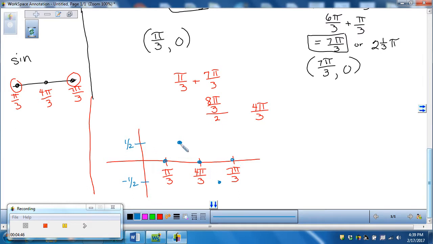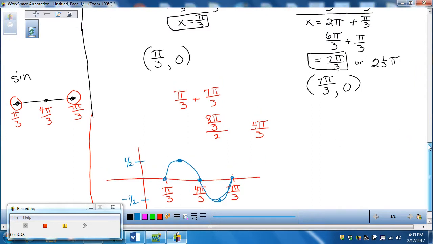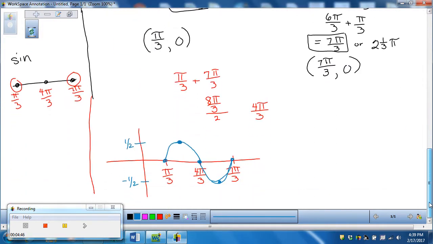Okay, so now if I sketch this, I have my sine wave, which has the phase shift of pi over 3, and the pi over 3 went to the right because this was subtraction. Remember, when it's subtraction with a phase shift or a horizontal shift, it means that you're going to the right. To finish out, your graph would continue the same in this direction.